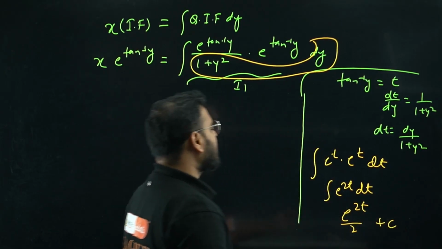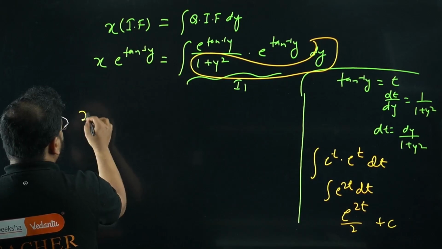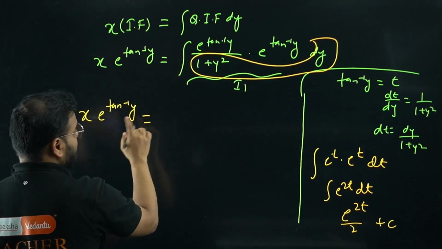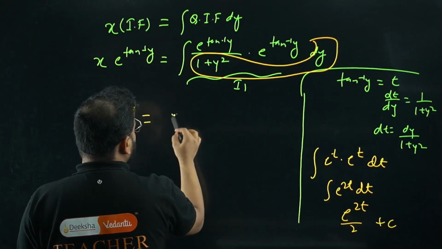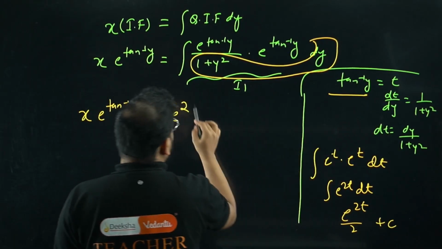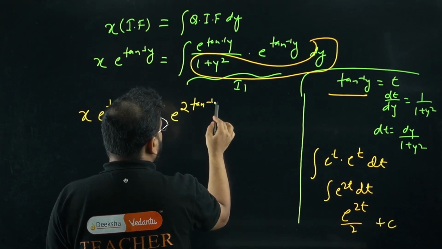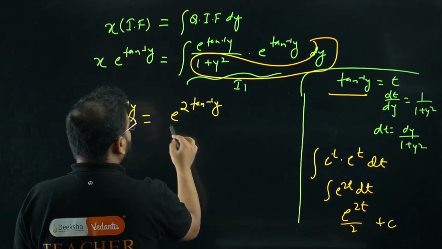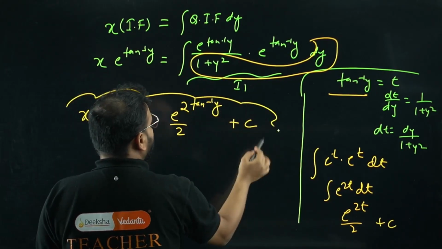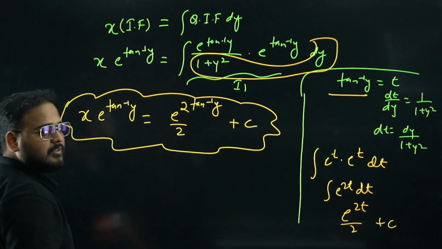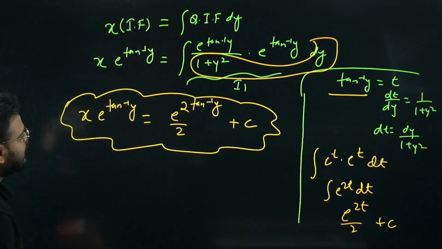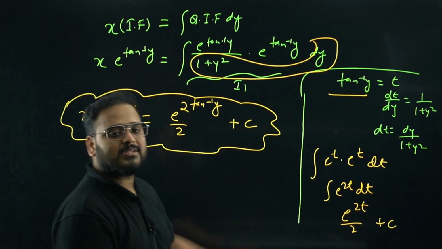What is my answer going to be? Same thing, have a look. x e power tan inverse of y, and we have e power 2 times t value. What is the t value? From here, tan inverse of y upon 2 plus c. This is your final answer, please check. Visible, right? That's your final answer: x e tan inverse of y equals e power 2 tan inverse of y upon 2 plus c.